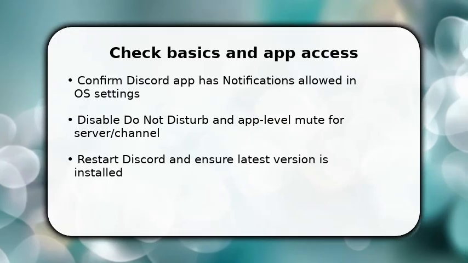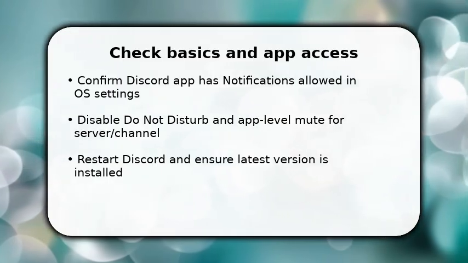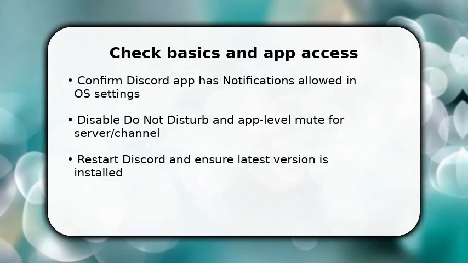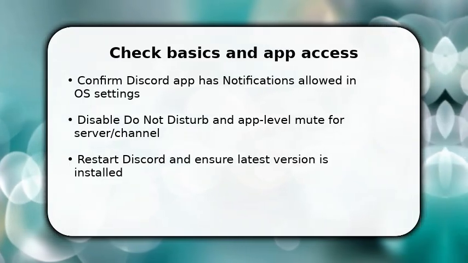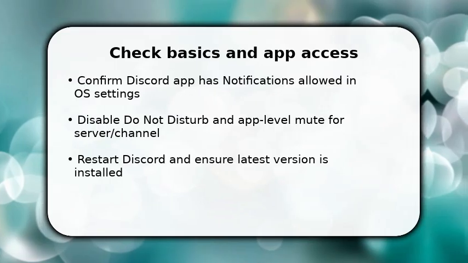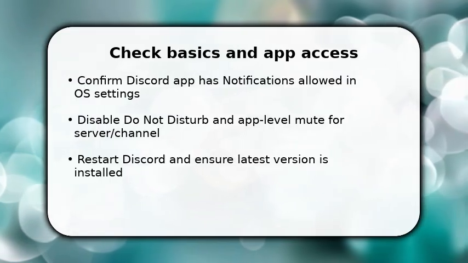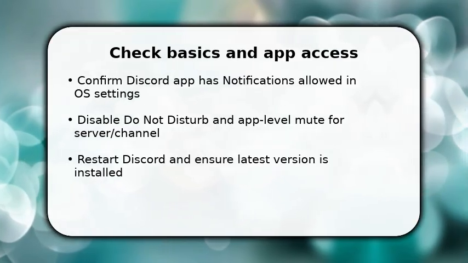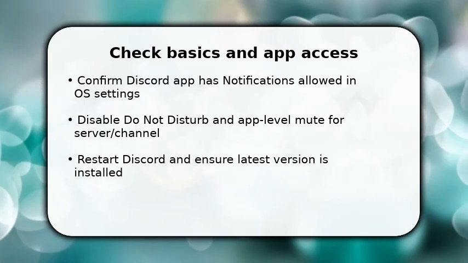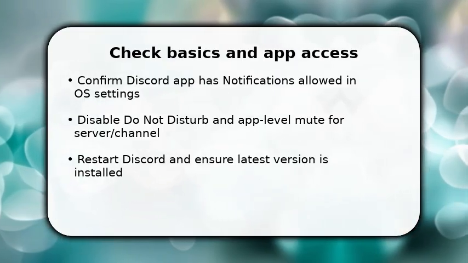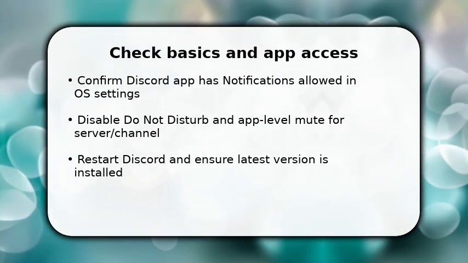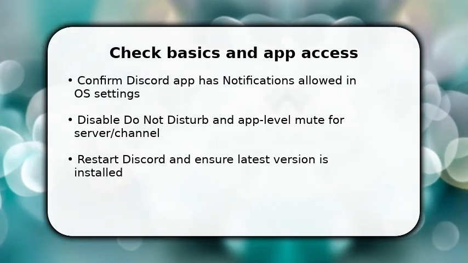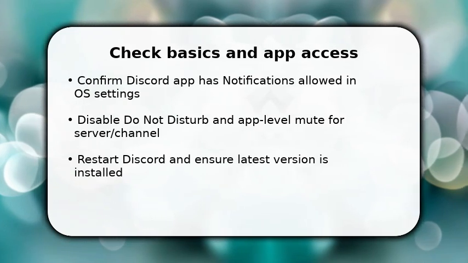You start by confirming permissions. Open your operating system's notification settings and make sure Discord is allowed to send alerts. Once done, switch off Do Not Disturb in Discord and within any muted server or channel. This prevents silent behavior. Next, update the app and restart it so new settings take effect. You do this now to eliminate simple causes quickly, because most notification failures come from blocked permissions, mute flags, or outdated clients that refuse to show banners.